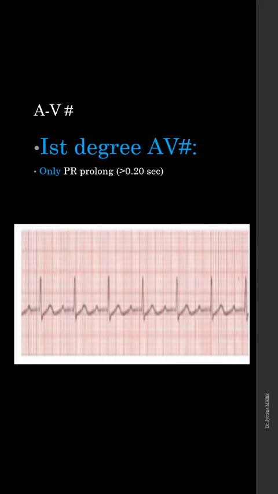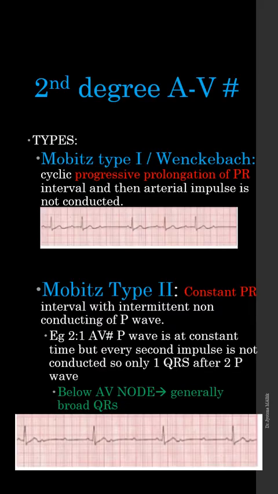AV block, first degree AV block is basically P wave will be followed by QRS complex, but the PR interval will be greater than 0.2 second, that is greater than 5 small boxes. Second degree AV block is of four types: Mobitz type 1, Mobitz type 2, 2:1, or higher degree block.